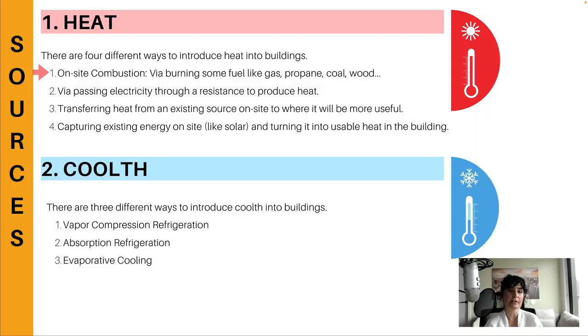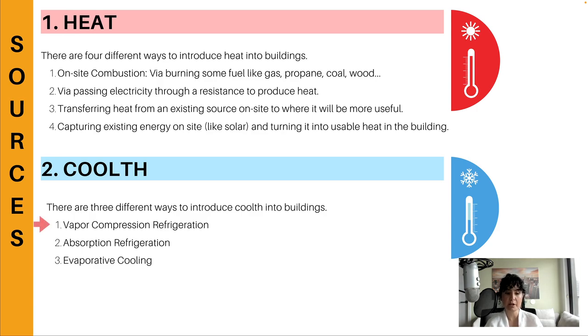One is on-site combustion, meaning you are burning some fuel like gas, propane, coal, wood, and delivering that heat to your space. Number two is passing electricity through a resistance to produce heat. Number three is transferring heat from an existing source on site to where it will be more useful. And number four is capturing existing energy on site like solar energy or underground water and turning it into usable heat in the building. When we talk about cool, there are typically three ways to introduce cool into buildings.